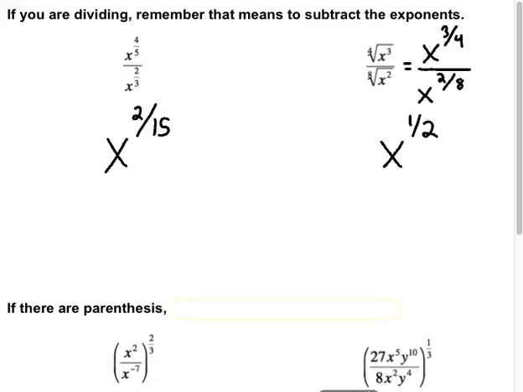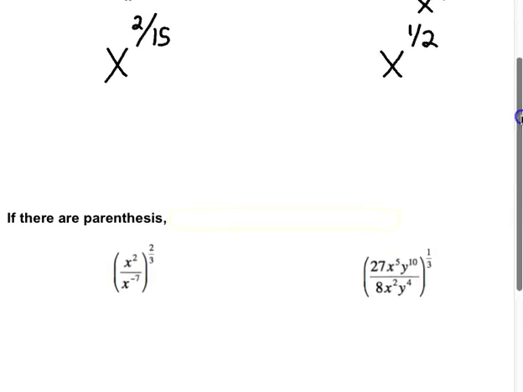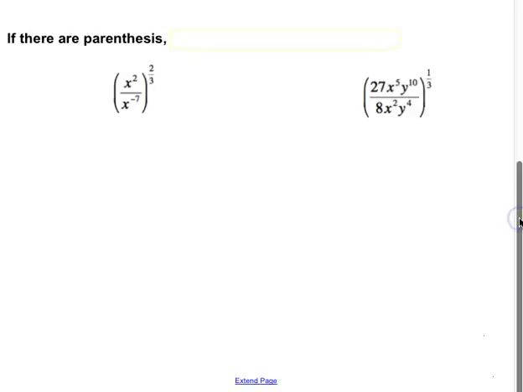Now, here's where it starts to get a little bit trickier, okay? Because when there's parentheses, remember you want to simplify first. And that's something kids often forget. They just want to dive in and get going. But remember, take a step back. You want to simplify first. So let's take a look at what that means.